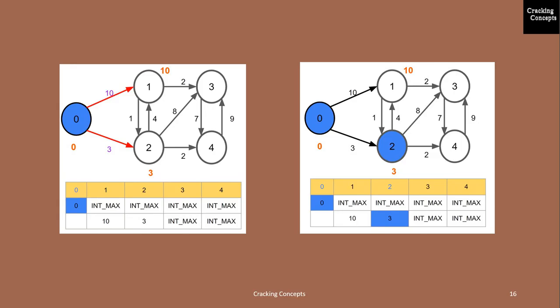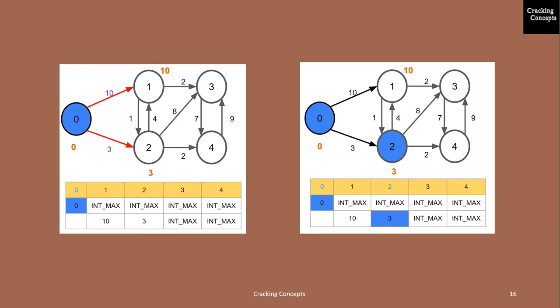Then what I do is I look into the minimum value in this particular row. I see that the value 3 is minimum. So I'll mark 3 as the minimum distance, and 3 is the distance at node 2. That is the minimum distance. So I will mark 2 as visited and write this value 3 here. So we have 0, 3.